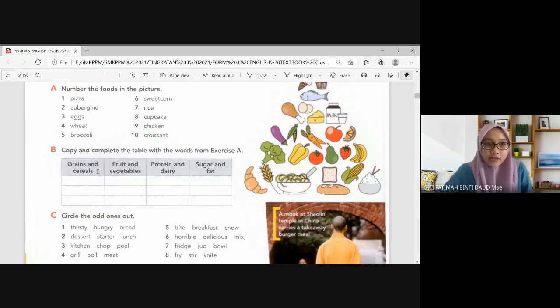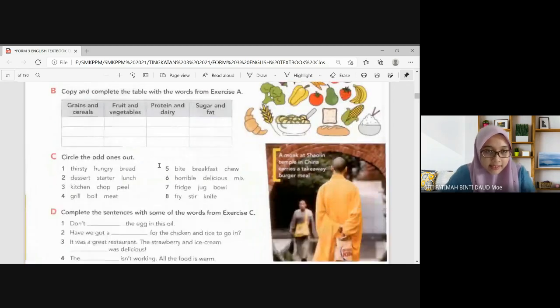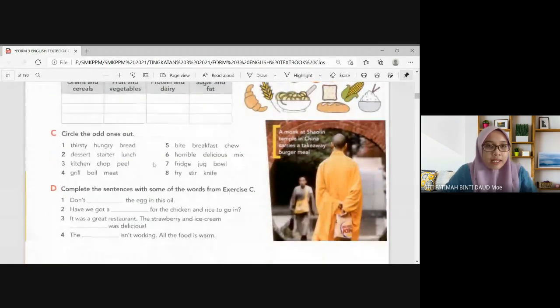Are they grains and cereals? Are they fruit and vegetables? Protein and dairy? Dairy means tenusu eh. Anything yang tenusu. Sugar and fat. Okay, gula dan lemak. So you masukkan makanannya, all these things in the category. Can you do that? That one is your homework, eh? We discuss next class.